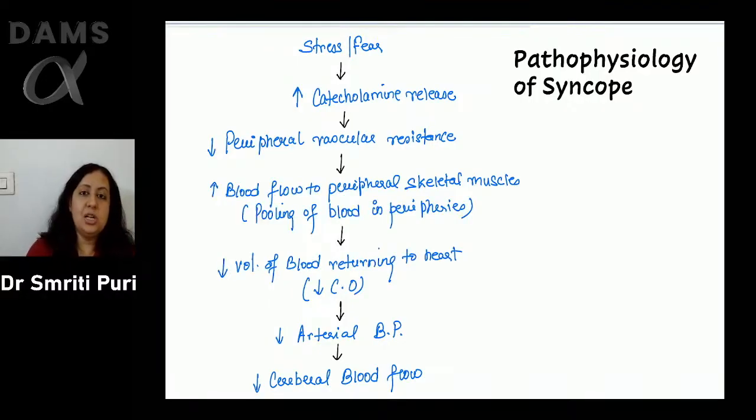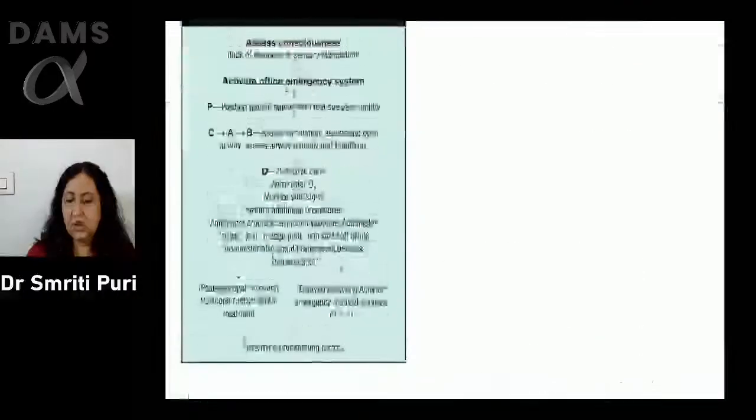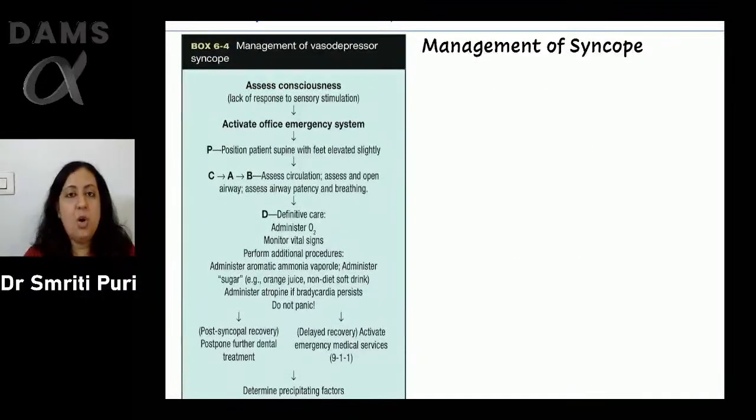So if the patient is under stress, sitting on a dental chair for a long period of time, due to all these mechanisms, the patient will have a syncope. But if a person sitting on the dental chair activates his fight and flight response, the patient will be absolutely fine. Okay. Now coming to the management of this particular condition.